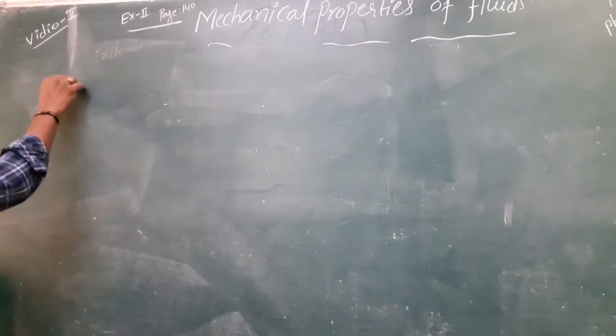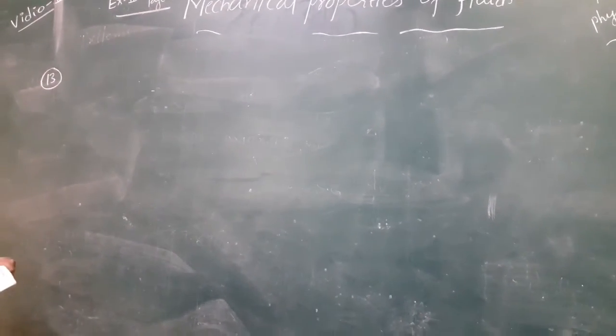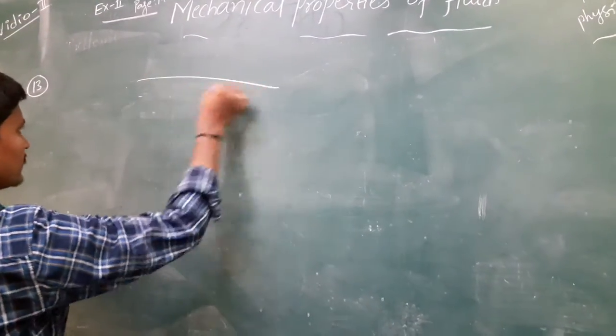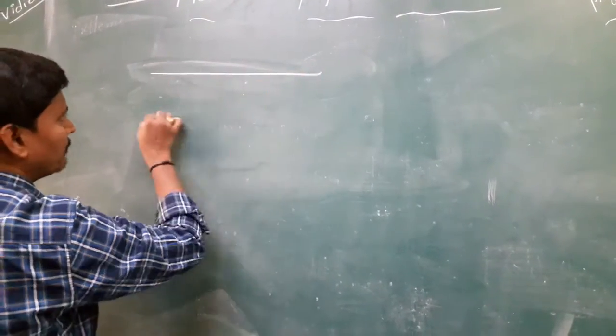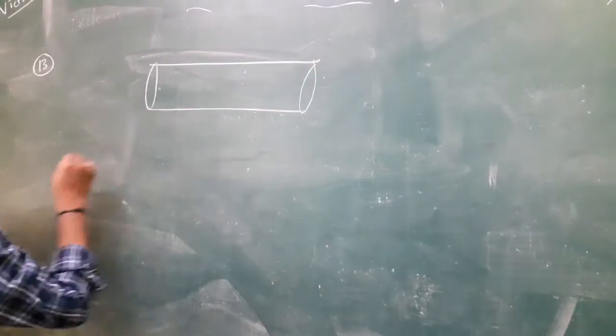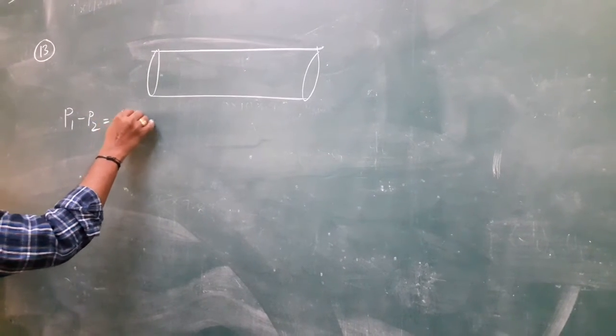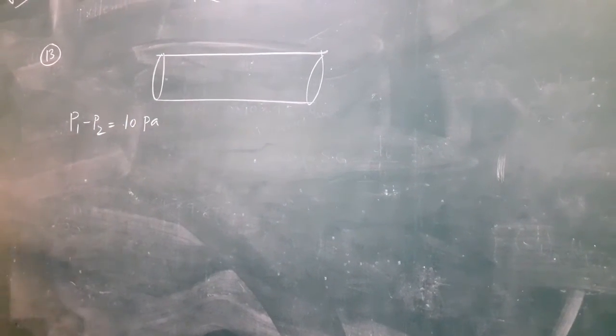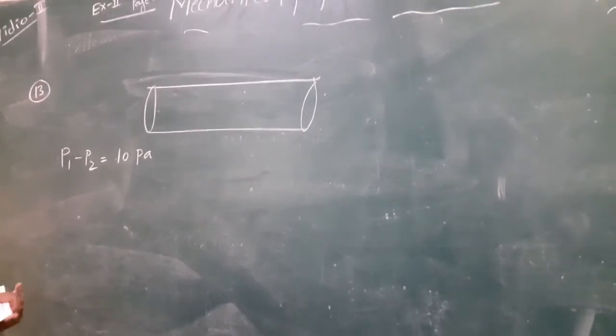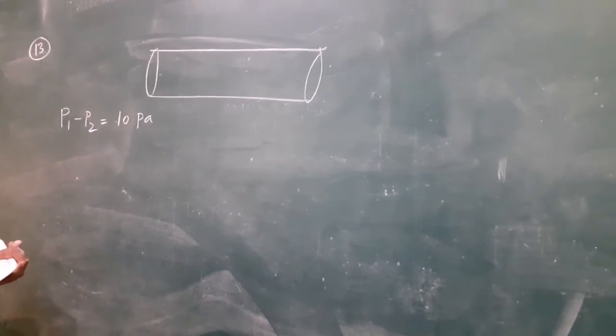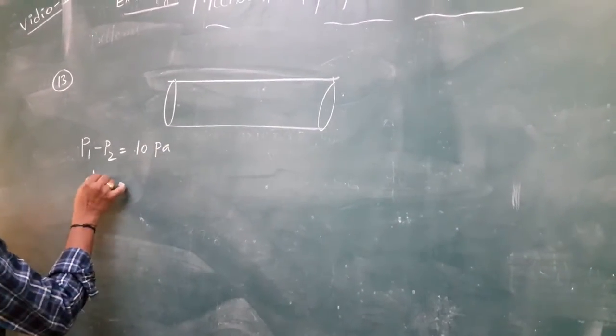Next one, a horizontal pipe. This is a horizontal pipe. Horizontal pipeline pressure falls by 10 atmosphere, that is, the pressure difference between the two ends of this tube, P1 minus P2, is equal to 10 megapascal. This is the pressure difference between these 2 points, separated by a distance d.